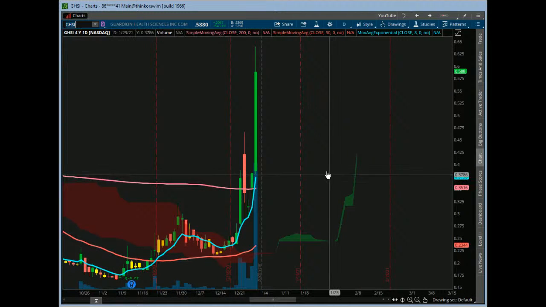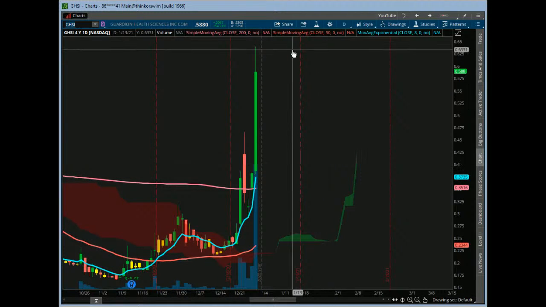GHSI might have gotten some follow through. Yeah, I would say it did. That was incredible on that. Nice. 30 cents. This thing's got another double on that one. Fantastic on that one. And then PLTR.